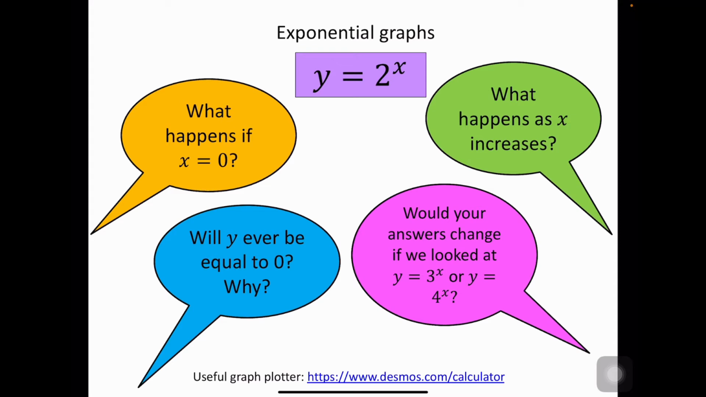Exponential graphs, I'm not going to talk about this in too much depth, because again, we talked about exponential graphs in that same lesson I referred to a second ago. As x increases, the graph is an increasing graph, so it just keeps increasing, and the rate of increase is also increasing. So the gradient is getting steeper and steeper the higher you get. Will y ever be equal to 0? No, it will not. y equals 0 is an asymptote.